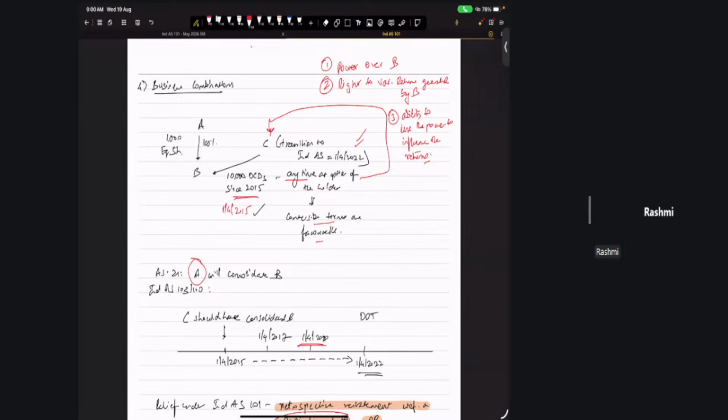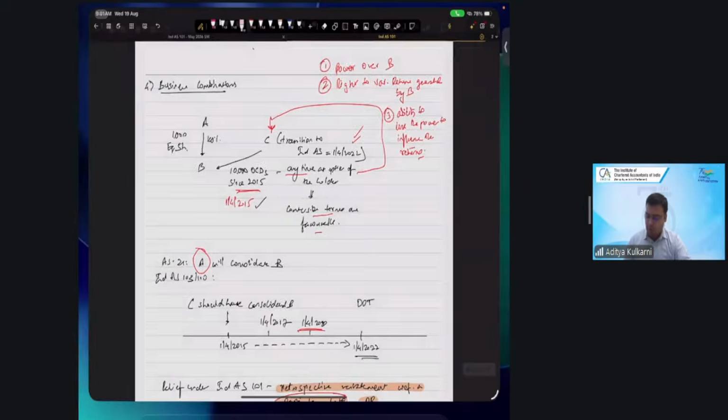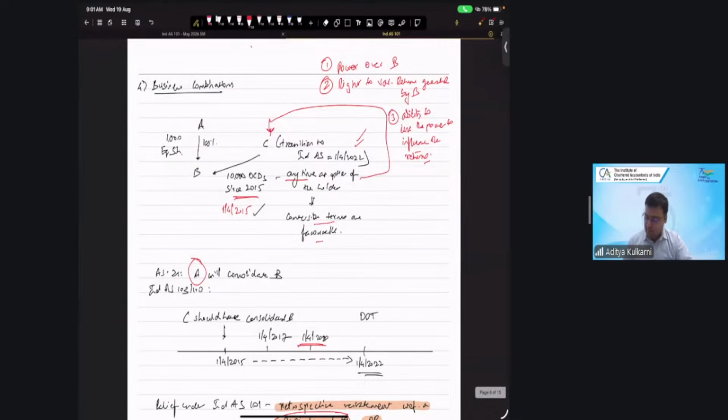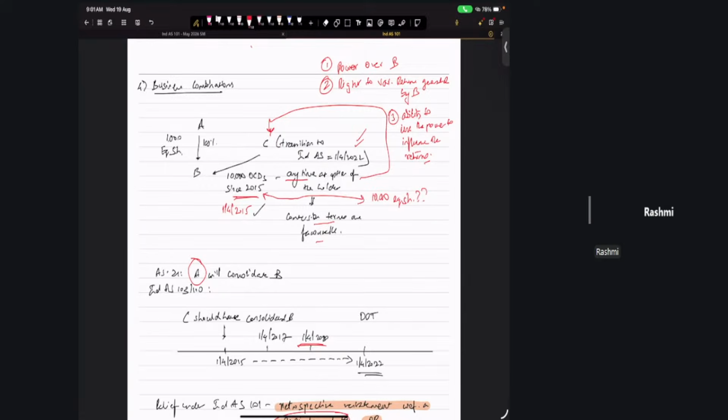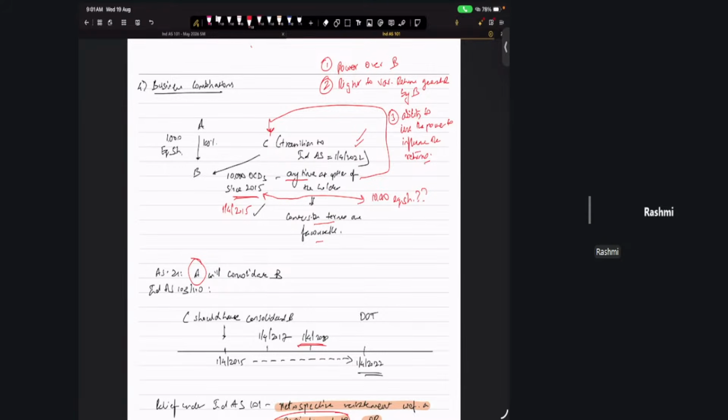So look at the substance now. Let us assume one OCD gives you one equity share. Don't you think C is holding 10,000 equity shares disguised as optionally convertible debentures? Yes, sir.